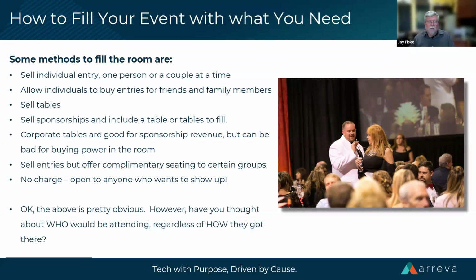In other words, instead of $100 a ticket times 10, $1,000, you sell a corporate table for $2,500. So that's good. You've done a good job of making money from the corporate table. May or may not necessarily be good for buying power in the room, however. You can sell entries, but offer complimentary seating to certain groups. If you're a member of the media, if you're a politician, if you're someone who helped organize the event, whatever it might be, maybe you offer complimentary tickets.